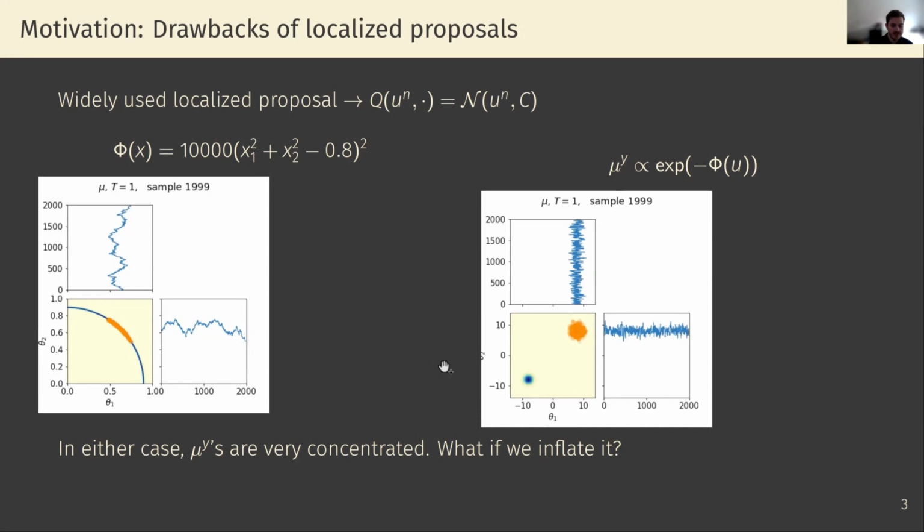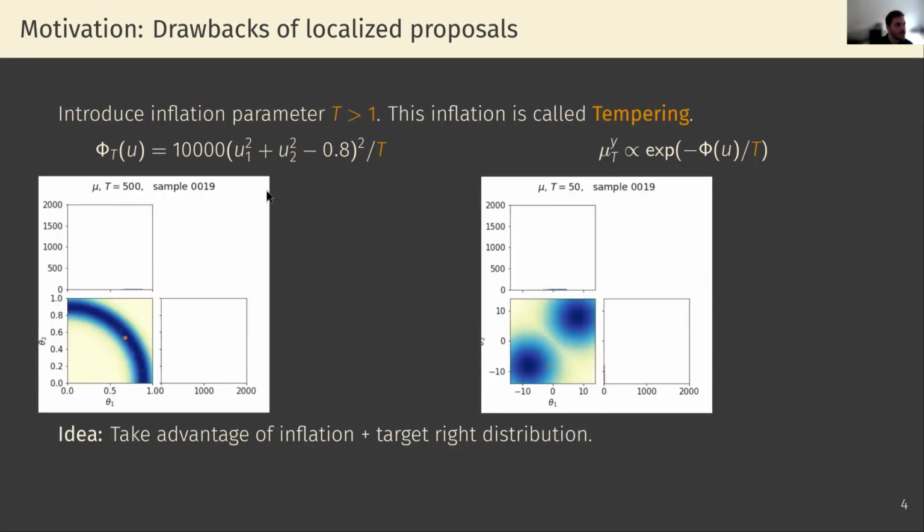So what if we inflated this posterior? Well, if we introduce an inflation parameter T bigger than 1 that we call the tempering parameter, that essentially just divides the argument here in the potential. By introducing this, we would have a posterior distribution that is flatter, that resembles the one that we had before, but it's a bit wider. And as such, it will be easier to explore for these localized proposals, right?